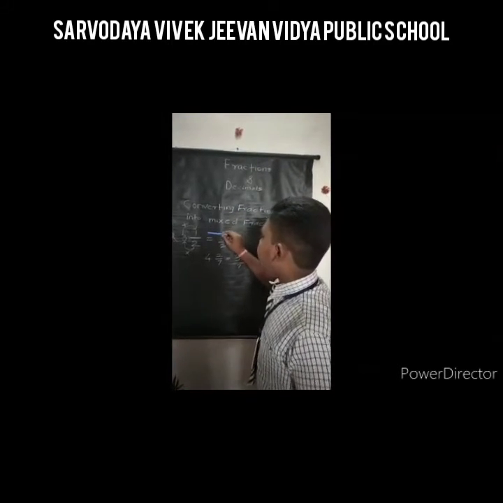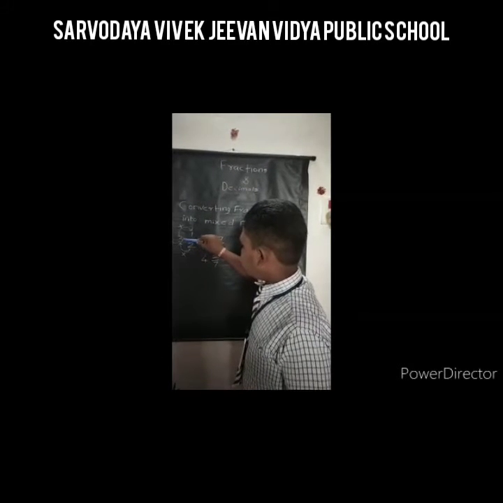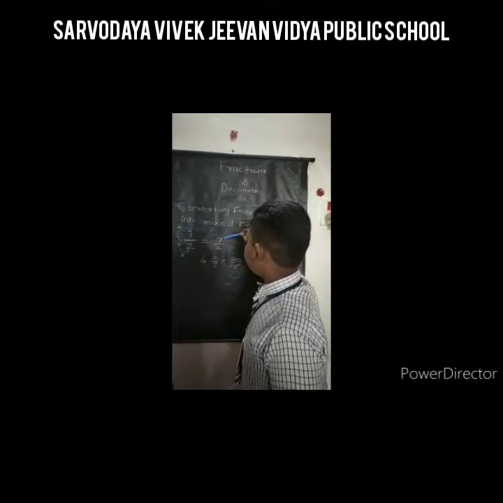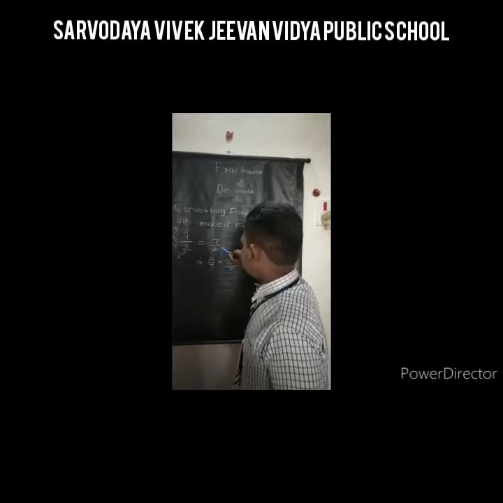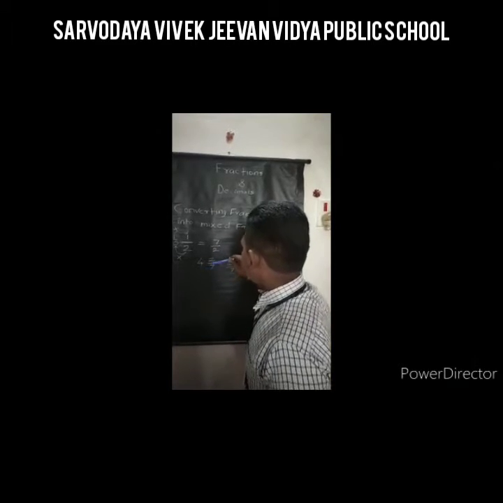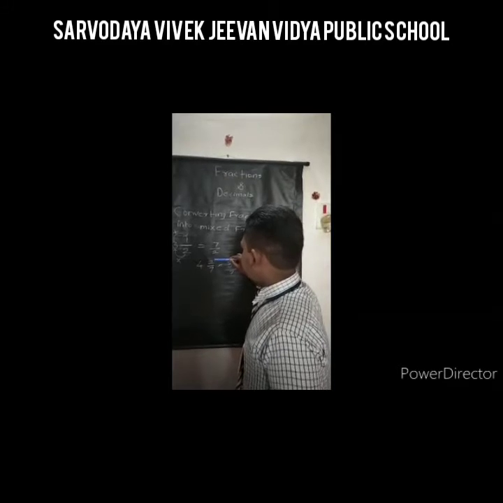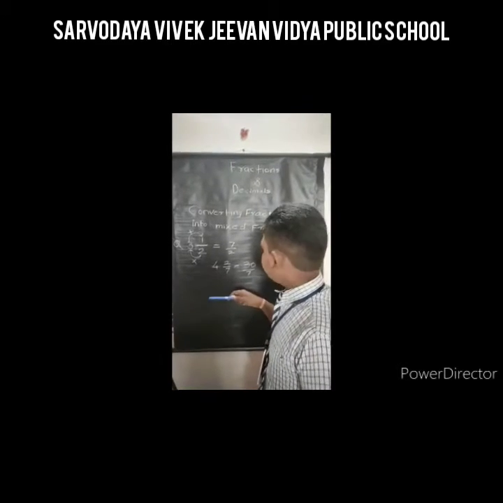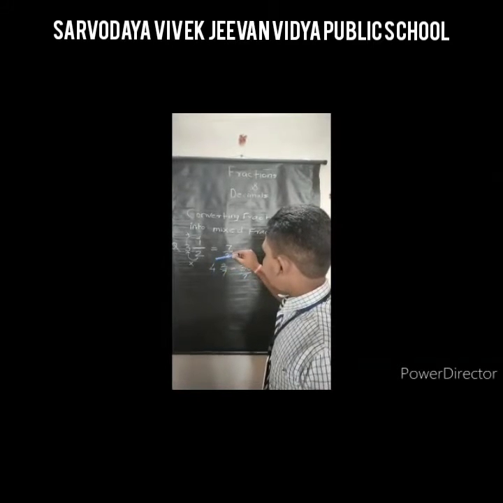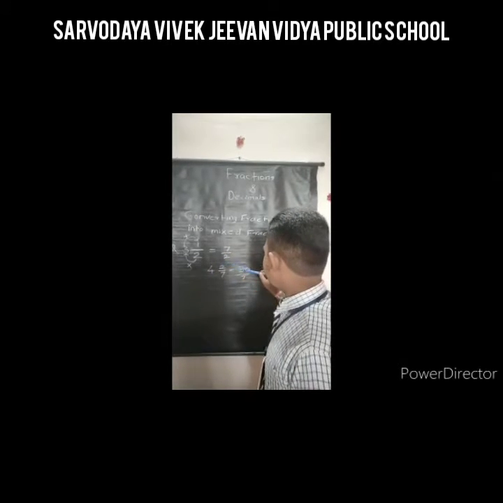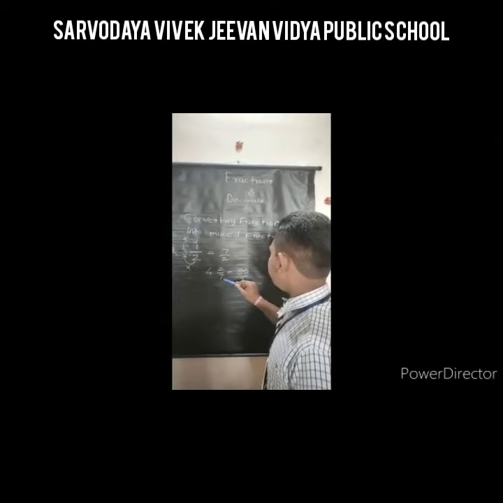This is an example of a mixed fraction. 2 into 3 is equal to 6. 6 plus 1 is equal to 7. And the denominator remains the same, as it is, 2. Then I have set an example for you. 7 fours are 7 into 4 is equal to 28. 28 plus 2 is equal to 30. 30 upon 7. The denominator remains as it is.